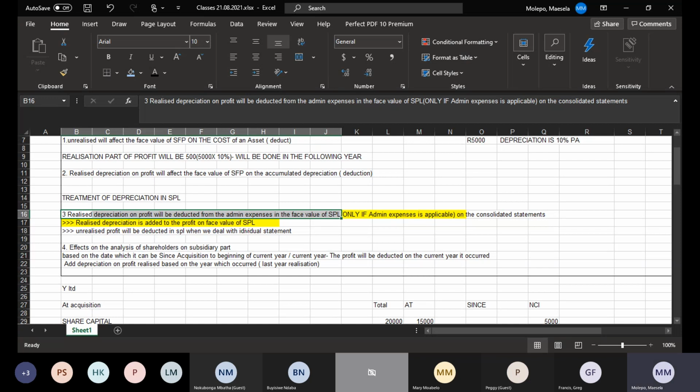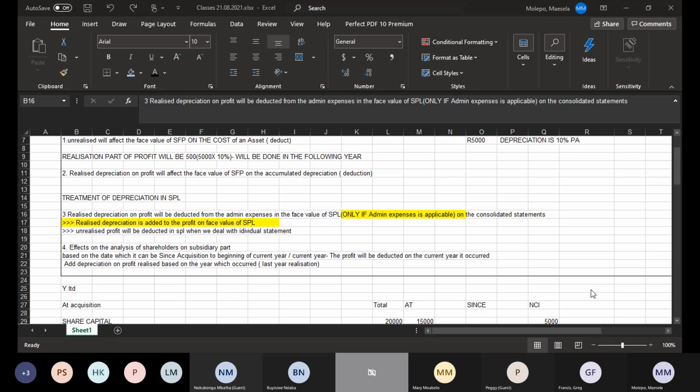So let me go back to my normal screen, the one for working, and share the current one.